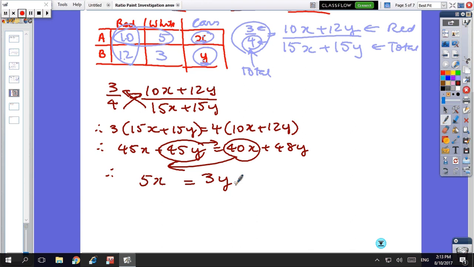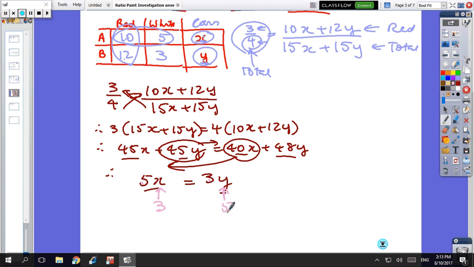45 minus 40 is 5, 48 minus 45 is 3. So the ratio is we need 5 lots of x to equal 3 lots of y. The simplest way of doing that is if x was 3 and y was 5, so we have 5 3s of 15 and 3 5s of 15.